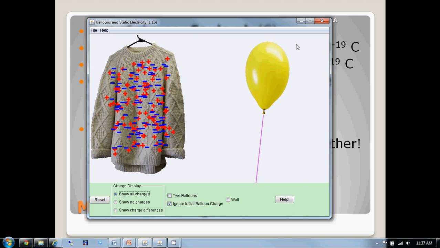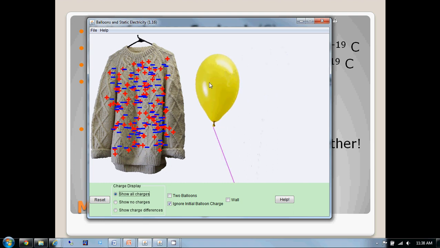So we've got a balloon which has a neutral charge right now, equal numbers of protons and electrons. And then we have either your hair or your sweater or whatever it is. Again, we see the positive charges representing the protons, the negative charges representing the electrons. And if we look, our sweater overall has approximately an equal number, so it's also neutral. It has no excess charge on it.